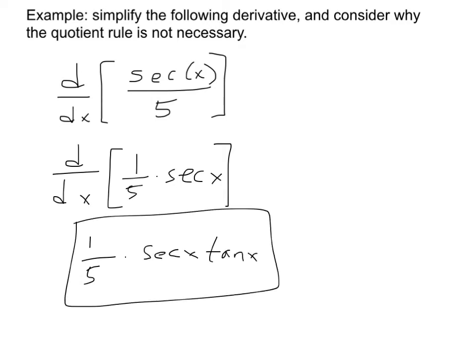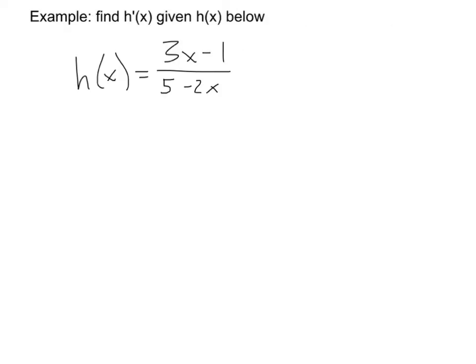Now, if you used the quotient rule on this, it would work. You'd eventually simplify down to this answer, but you don't have to. And so please understand, we really only need to use the quotient rule when there are variable expressions in both the top and bottom. So here's a better example of that. I want to find h prime of x given this function. If you're feeling up to it, use the quotient rule on your own. Otherwise, watch me do it, and you can do the next one on your own.